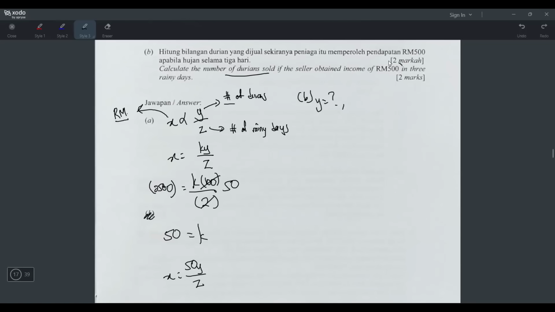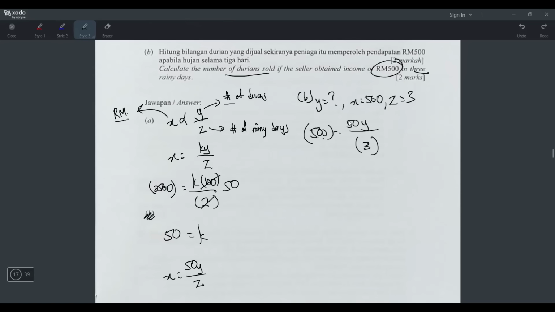Okay, if the seller obtained income of 500, so income RM is X. So X is 500. And then in 3 rainy days, Z is the number of rainy days. So Z is 3. So this is very easy lah. You just continue from your A answer. X equals 50, Y over Z, right? And then for the X and Z, you sub with this lah, right? So I'm gonna erase the X, erase the Z, and replace with what? So the X I will write 500, and then the Z will just be 3 lah.